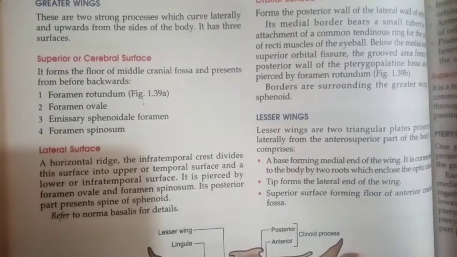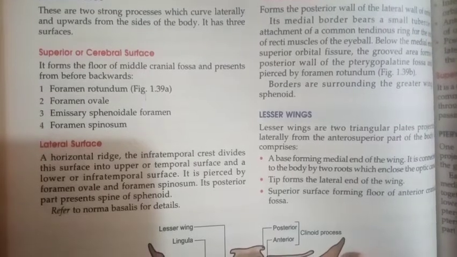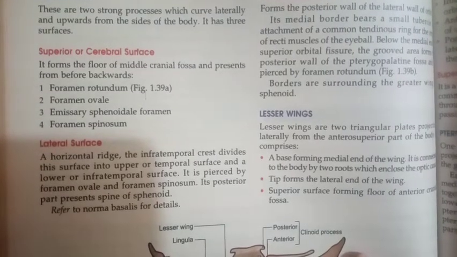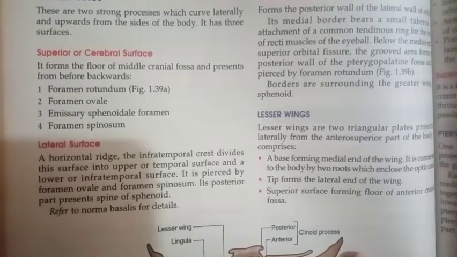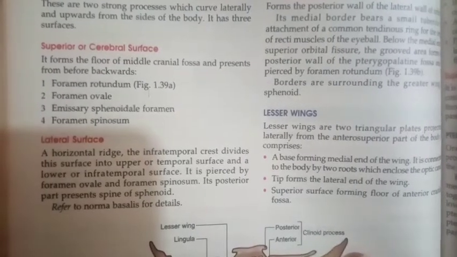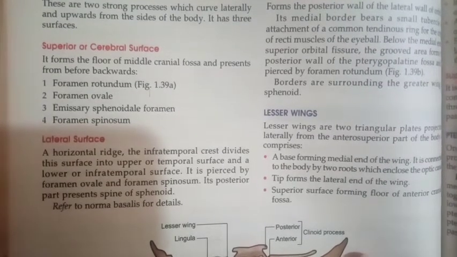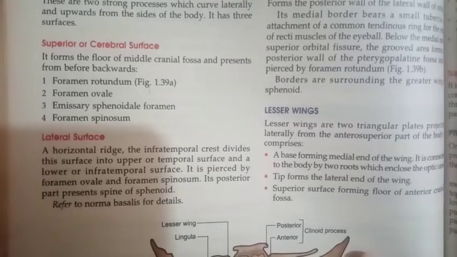Lateral surface: a horizontal ridge, the infratemporal crest, divides this surface into the upper or temporal surface and the lower or infratemporal surface. It is pierced by the foramen ovale and foramen spinosum. Its superior part presents the spine of the sphenoid. Refer to the norma lateralis for detail.